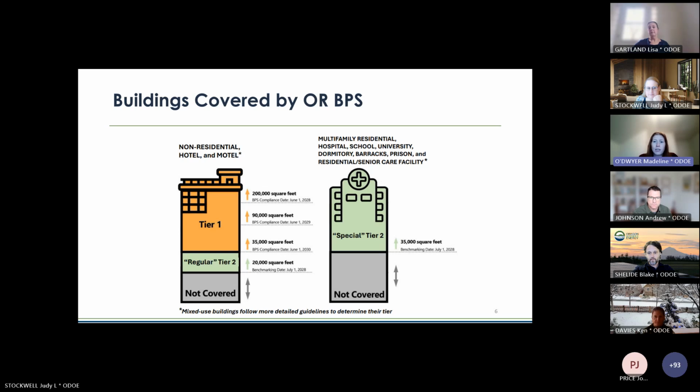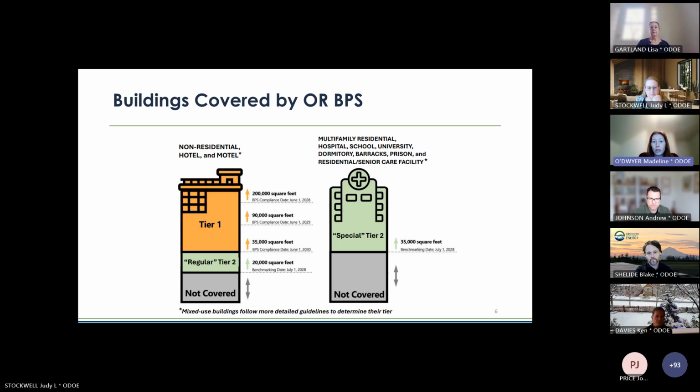Tier 1 buildings you can see on the left-hand side of your screen here in orange. They comprise non-residential, hotel, and motel buildings over 35,000 square feet. We'll go into compliance, what that means, but first let's just talk about compliance dates. You'll see that the largest of these buildings, 200,000 square feet and above, are the first to comply. And that first compliance date is June 1st of 2028.